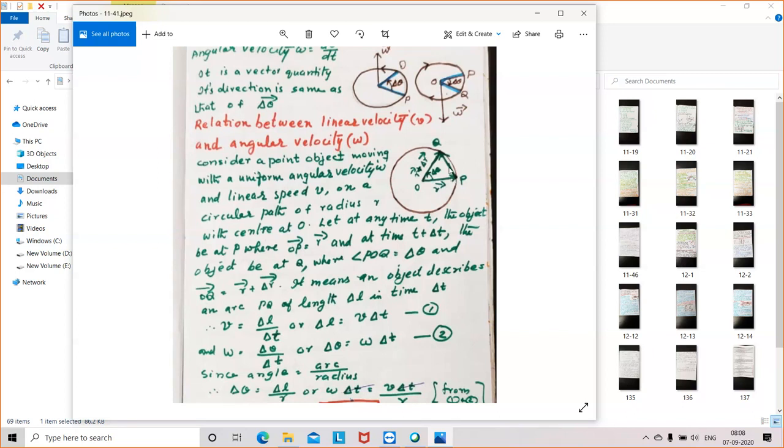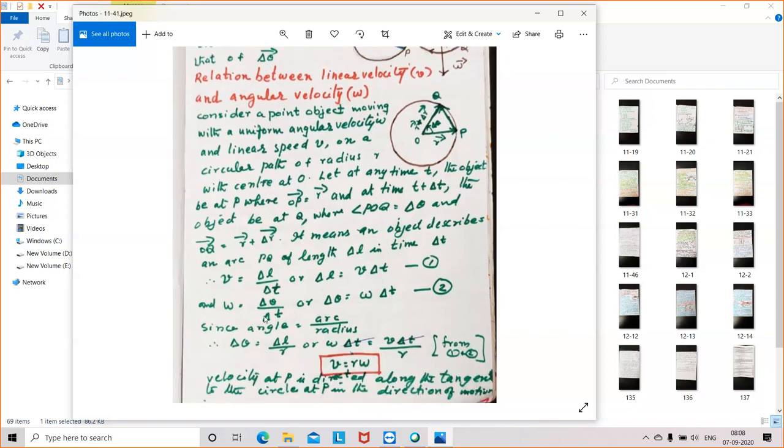And how will you find the displacement vector? Join P to Q with a straight line. When the body moves from P to Q along the circular path, the straight line distance from P to Q gives the linear displacement. Suppose we take that as delta L. Then we know linear velocity is delta L by delta T. Therefore, delta L equals V into delta T.